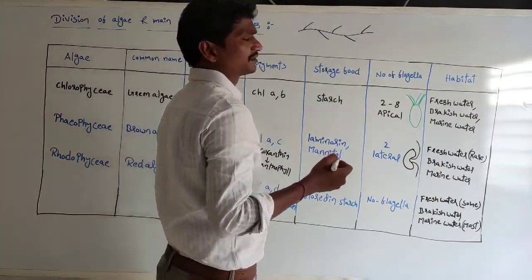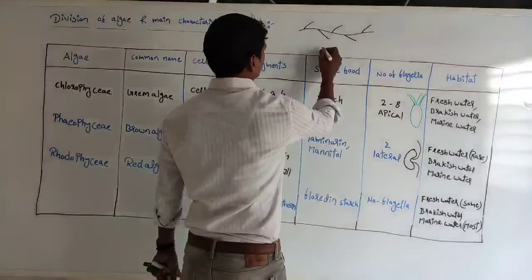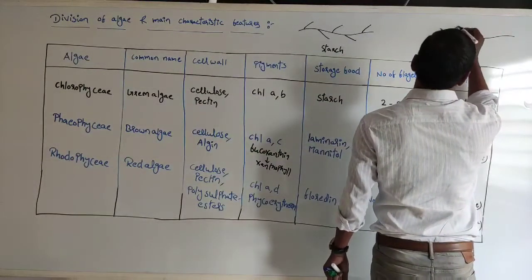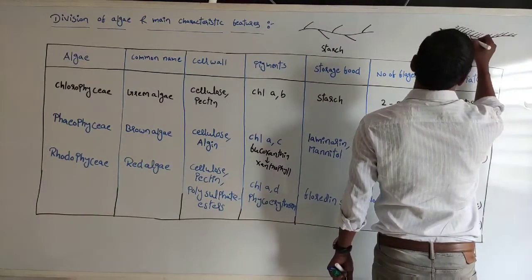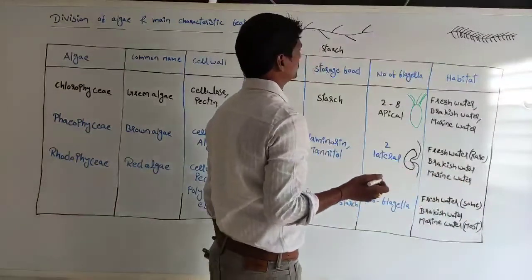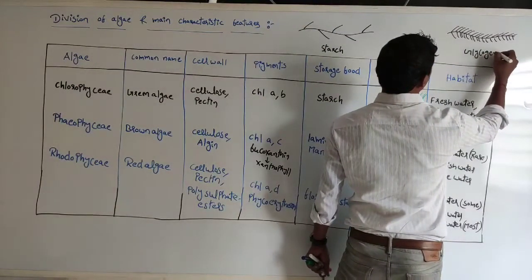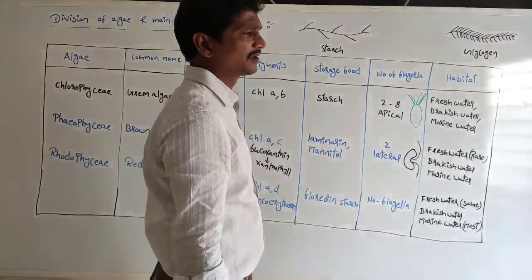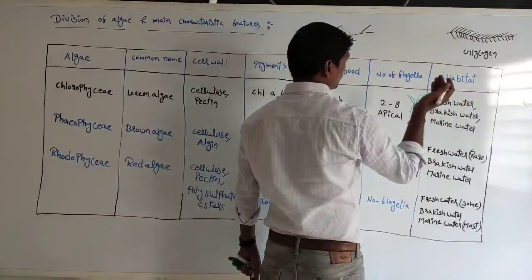We know within starch there are amylose and amylopectin. This is the structure of starch, and this is the structure of glycogen. The difference between starch and glycogen is that here, in glycogen, more branches are present, and here, in starch, very few branches are present. The branches are nothing but amylopectin. So floridean starch is the intermediate.